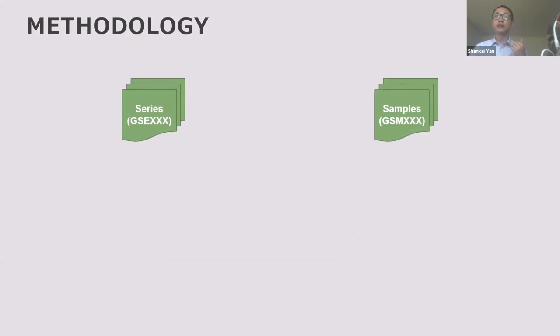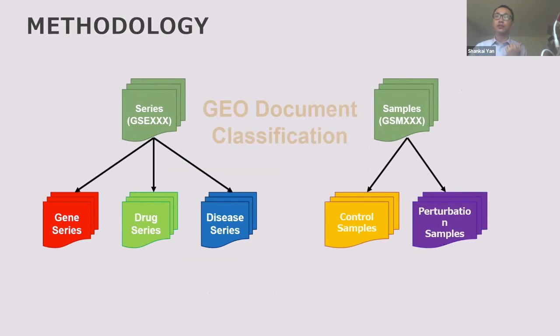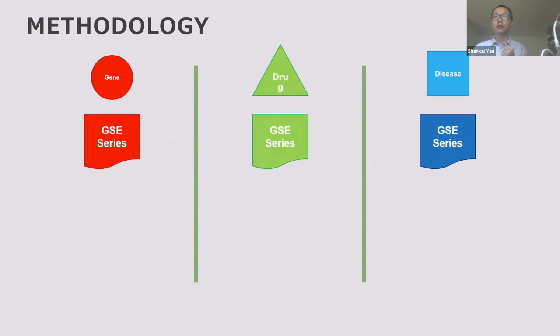So how are we going to do that? Firstly, as I said previously, I will classify in two steps: one step classifies the series, and one step is for the samples. They will give a group of gene series, drug series, and disease series. And for the samples or documents, you may have control samples and perturbation samples, which represent the negative and the positive samples. Then after that, we recognize the entities that are mentioned in a particular series.